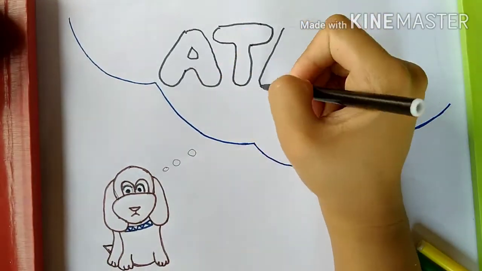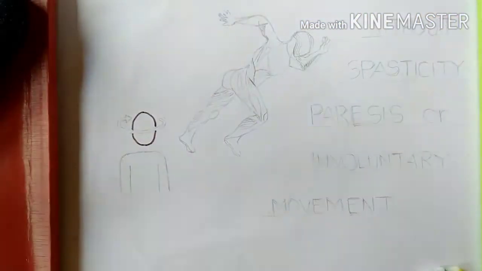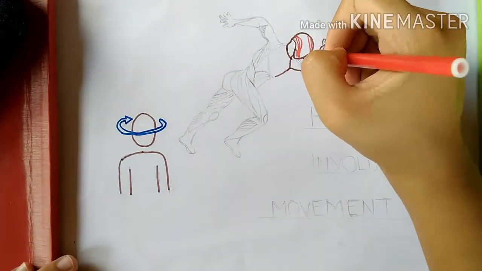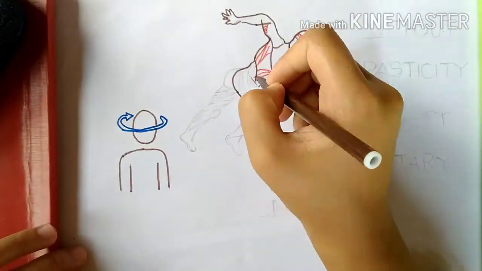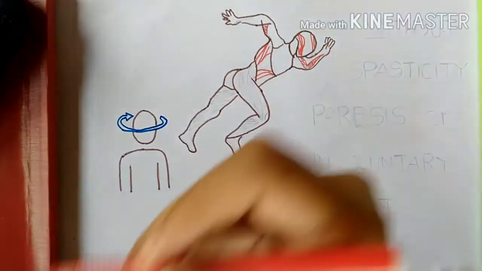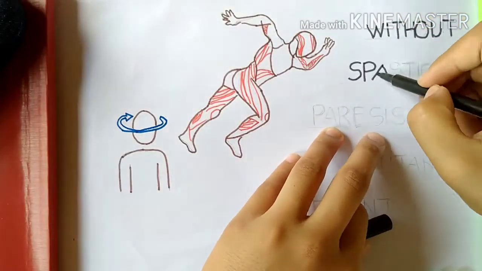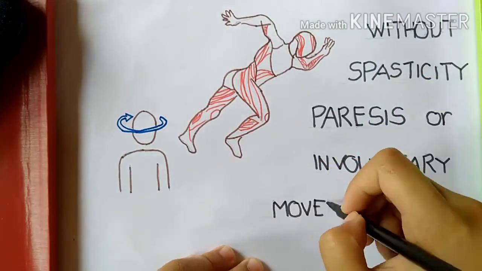What is ataxia? Ataxia is incoordination of movements, without spasticity, paresis, or involuntary movements.